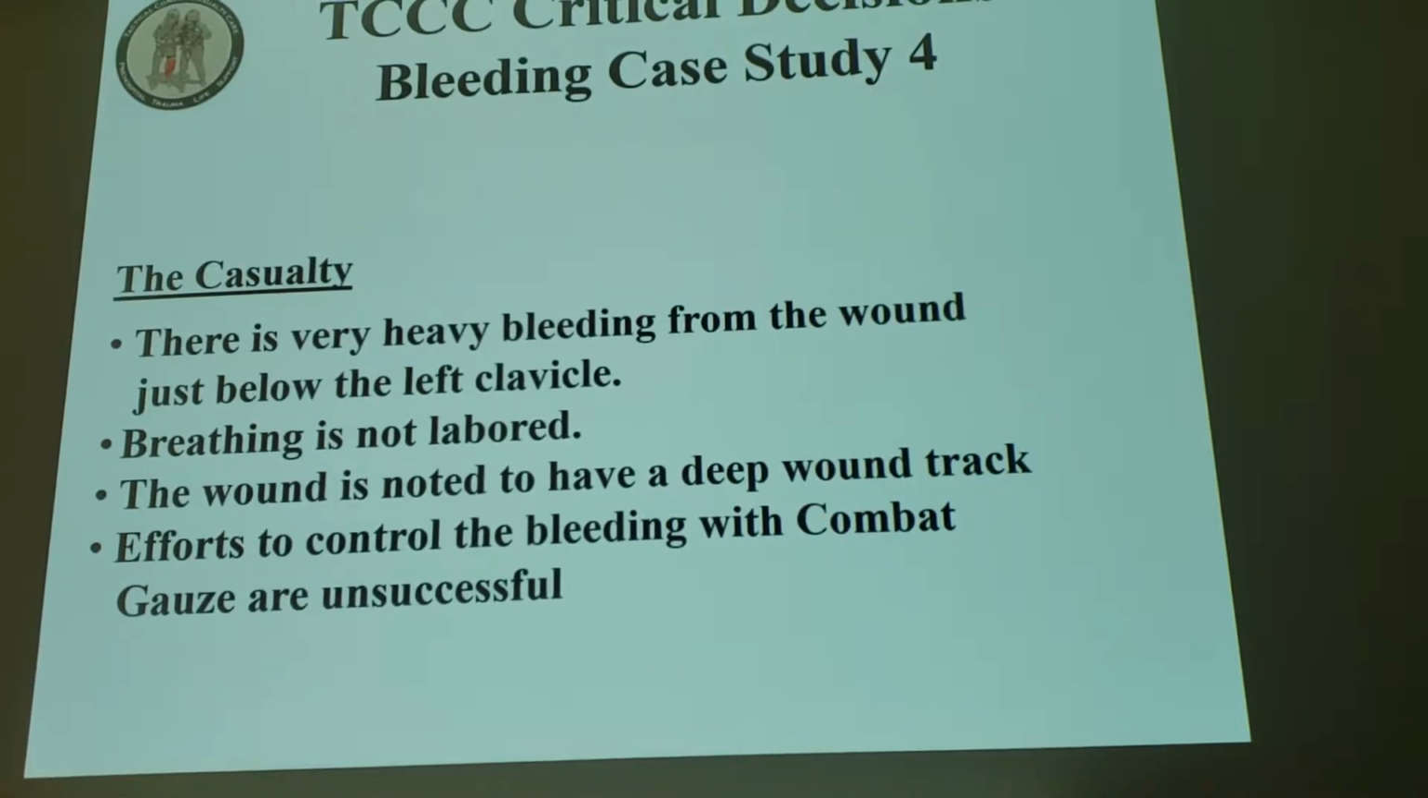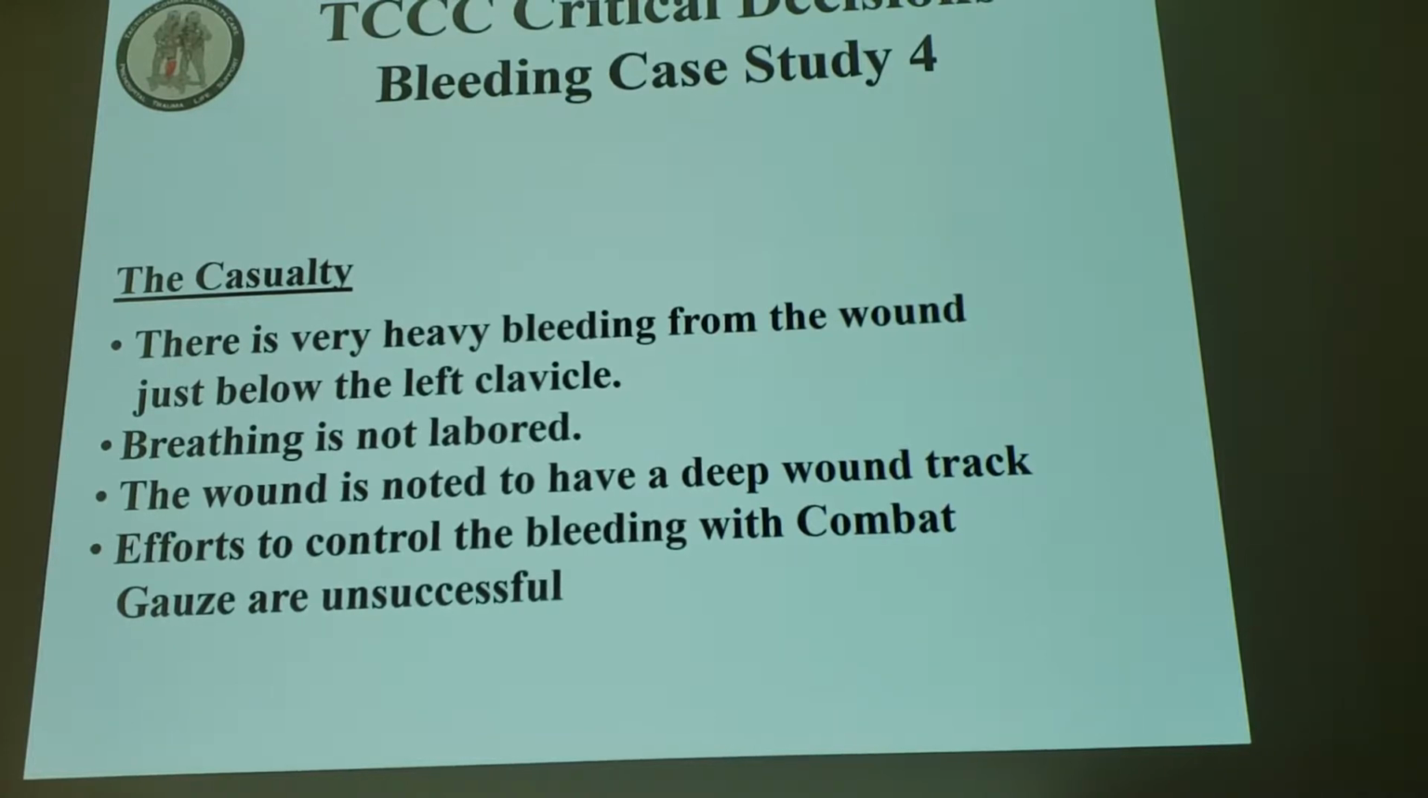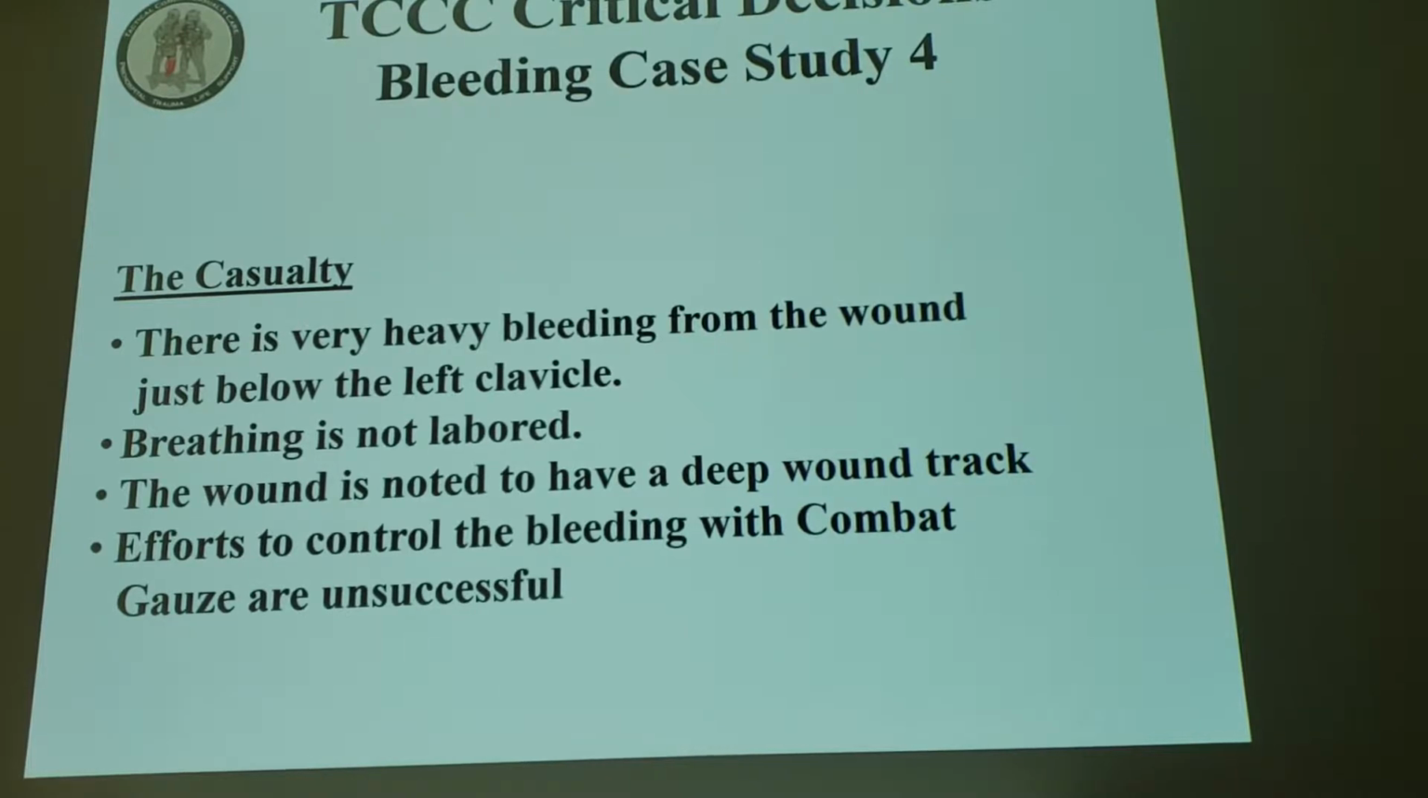Okay, casualty. There's very heavy bleeding from the wound just below the left clavicle. Breathing is not labored. The wound is noted to have a deep wound tract. Efforts to control the bleeding with combat gauze are unsuccessful. I could have bet money on that one.